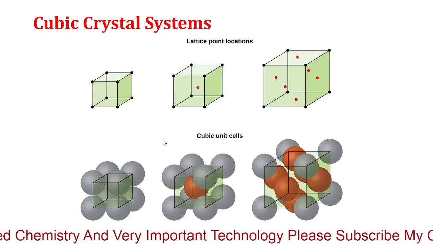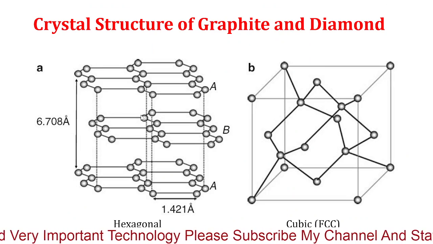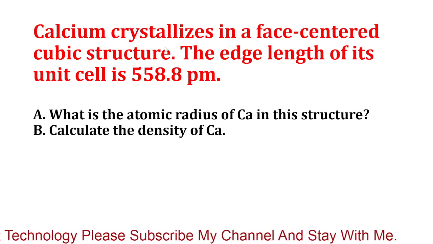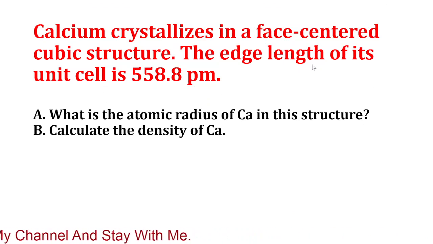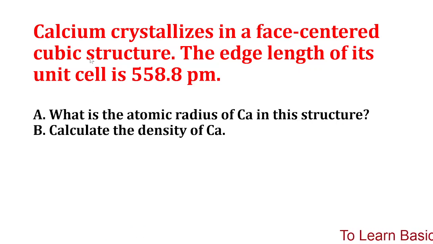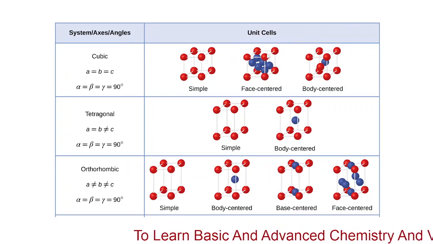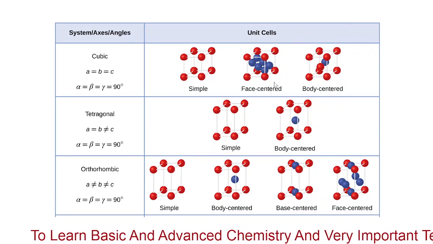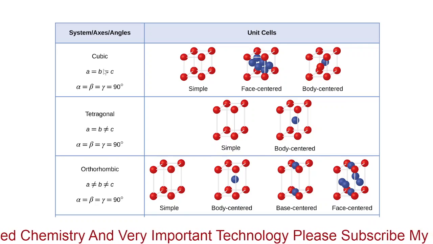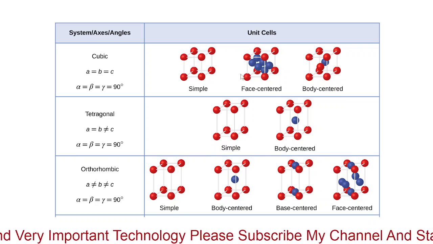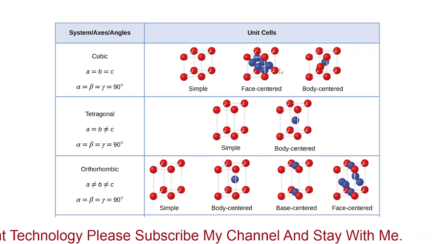So in that case we have one question. Calcium crystallizes in a face-centered cubic structure. The edge length of its unit cell is 558.8 picometer. So we have mentioned face-centered cubic structure. That means face-centered cubic structure, what can it be? This is our face-centered cubic structure. Is it? So if this is the face center, all the lengths are A equal B equal C. So this length or this length or even this length, they are the same.